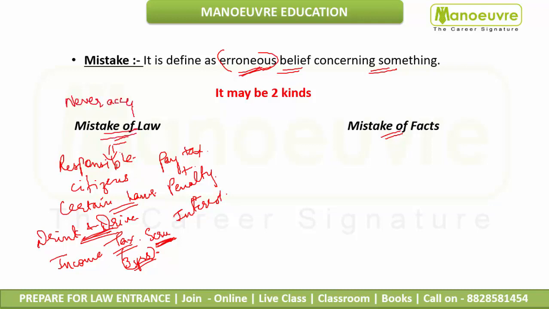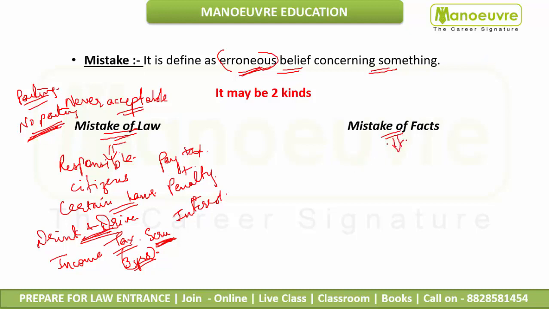It is never acceptable. For example, I'll give you a small example. If you're parking a car under a no parking area, and thereby you say, oh shit, I was not aware that I shouldn't park my car over here. Can that be acceptable? That can never be acceptable. But mistake of facts is always acceptable.